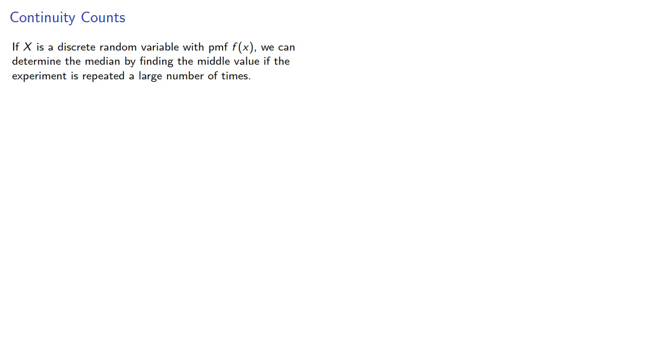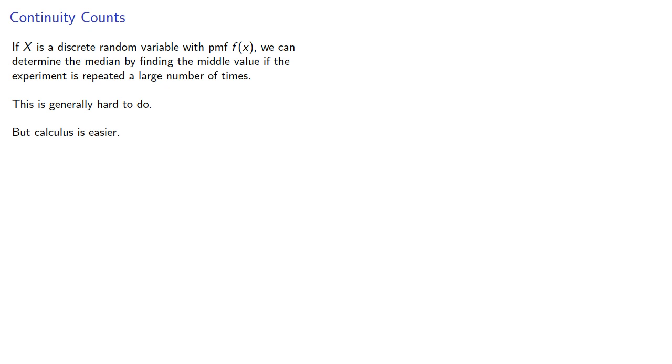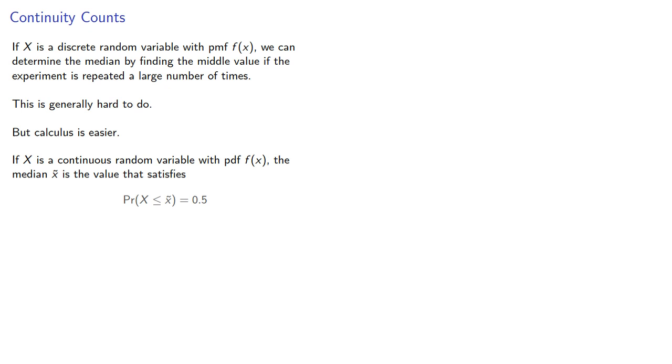If x is a discrete random variable with probability mass function f of x, we can determine the median by finding the middle value if the experiment is repeated a large number of times. This is generally hard to do, but calculus is easier. And that means if x is a continuous random variable with PDF f of x, the median is the value that satisfies the probability that x is less than the median is 0.5, and so we can find the median by solving the integral equation.